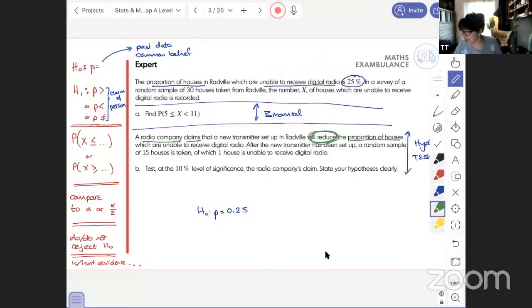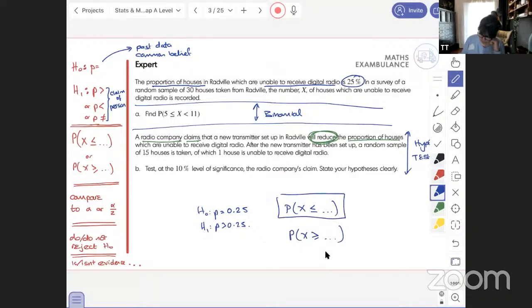Okay, next I'm going to give you a blank one, and I would like you to write down what probability we are going to find in this question. So we've decided what H0 and H1 are, and now we're choosing between the probability that X is less than or equal to, or the probability that X is bigger than or equal to. And I want you to write down what number goes there. You don't have to calculate it, just write down this or this.